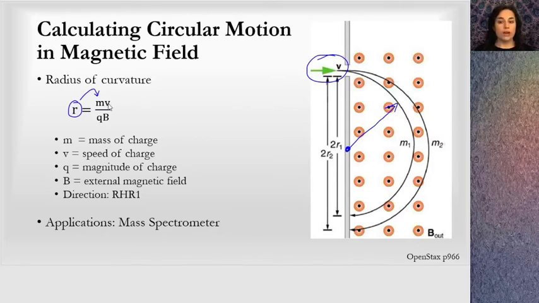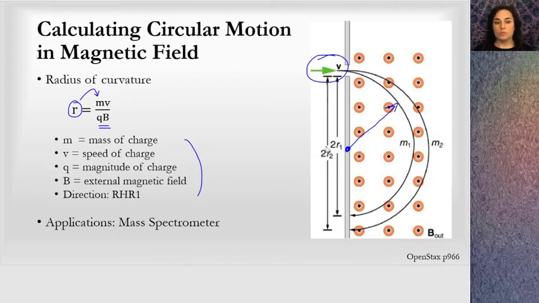If it's moving faster, it will have a larger radius. It just won't turn in a circle as quickly. Also, if it has a larger charge, it's more affected by the magnetic field, and if the magnetic field is larger, it will have a larger effect on that moving charge. So you can see all the variables are there, and that's the application of a mass spectrometer.